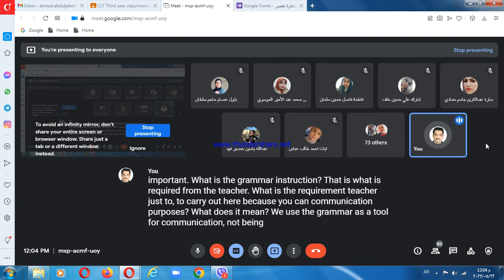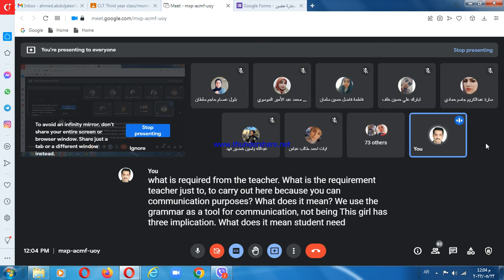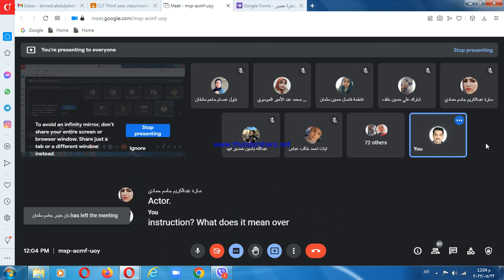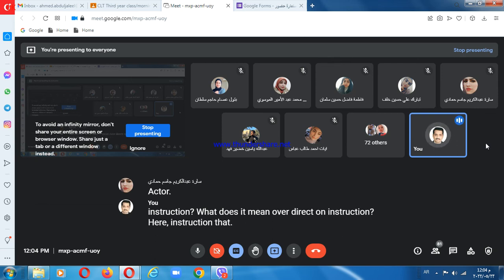This goal has three implications. What does it mean? Students need overt instruction. What does it mean, overt? Direct instruction, clear instruction that connects the grammar point with larger communication context.